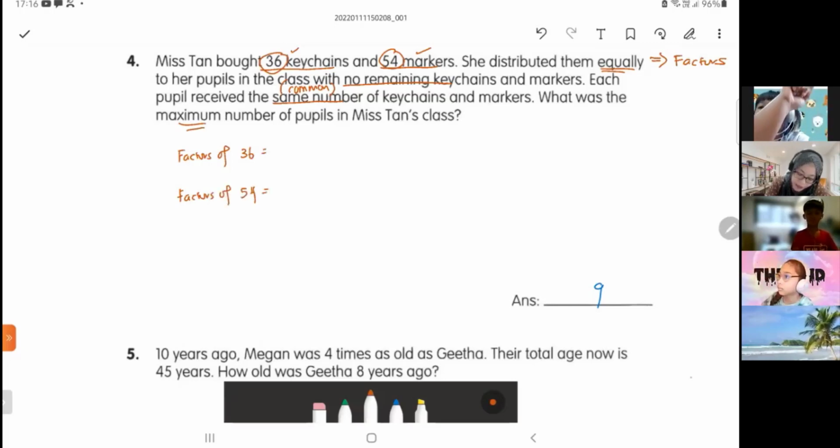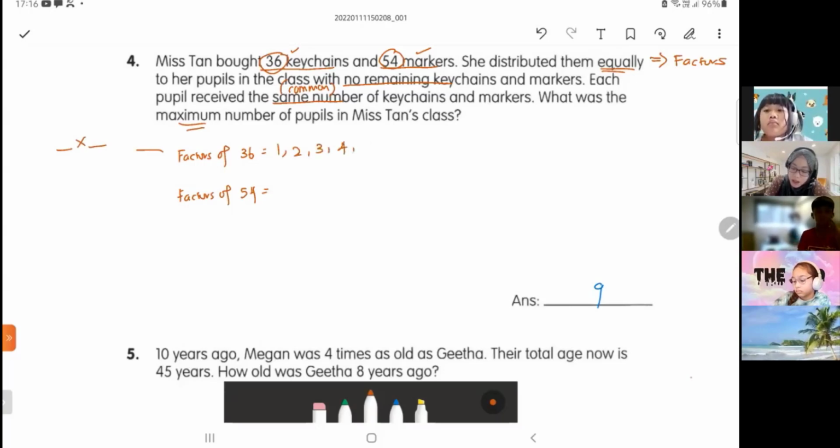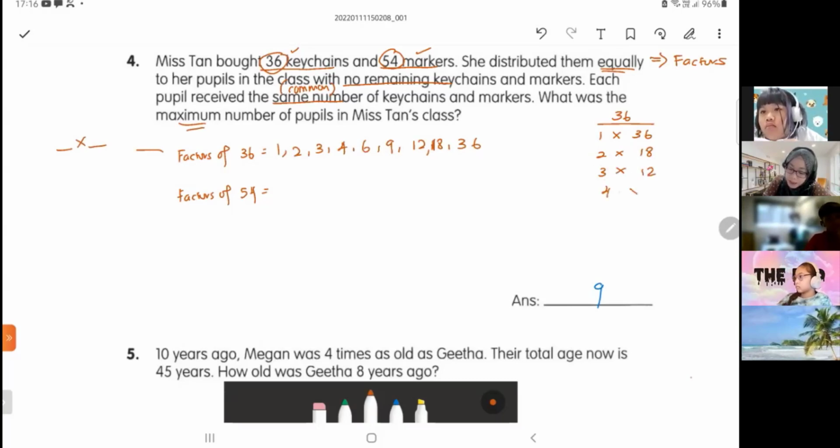I repeat, what are factors? Factors means what times what give me 36? Or what times what give me 54? Now, the factors of 36 are 1, 2, 3, 4, 6, 9, 12, 18, 36. Now you'll be wondering how I get all these numbers like this. 36 means 1 times 36, 2 times 18, 3 times 12, 4 times 9.